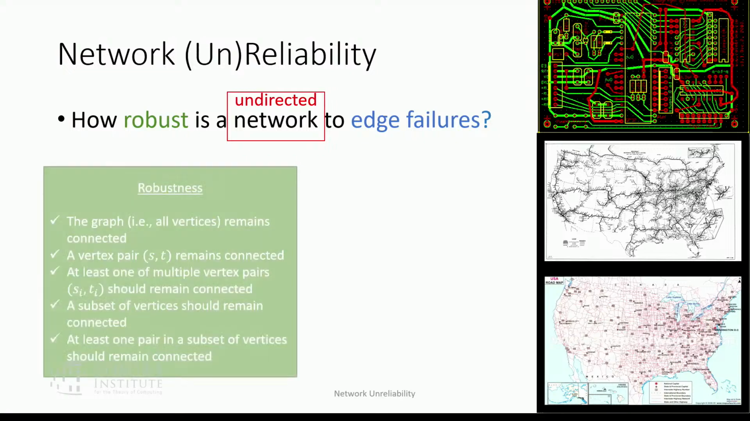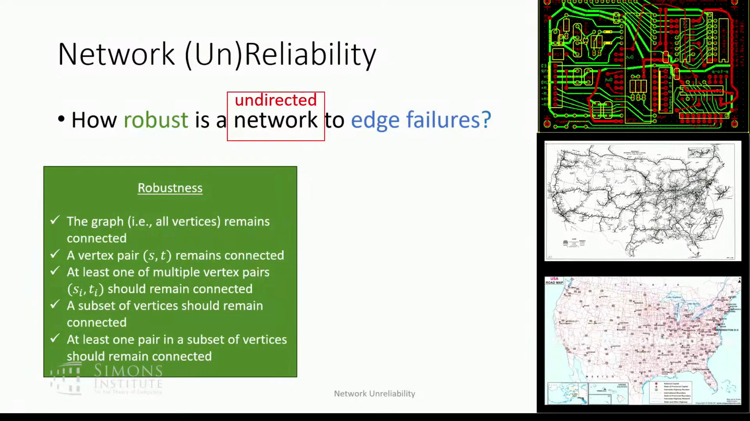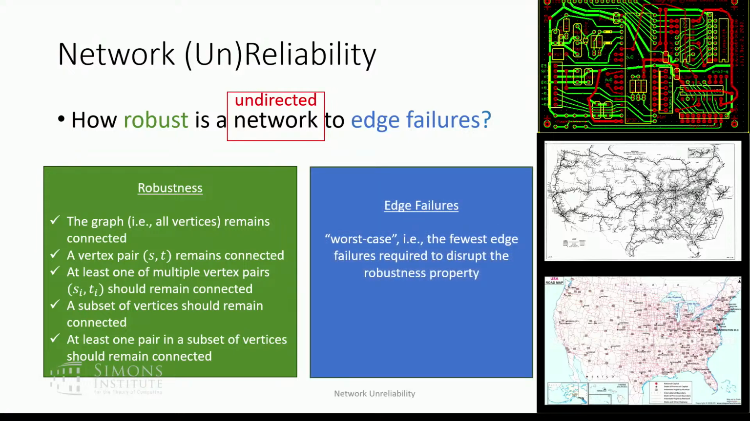Okay. So in terms of defining robustness, there's really a very broad range of problems that people study. I'm not going to go through all of this list right now, but in a couple of minutes, I'll come back to this list. So there are a lot of different connectivity properties that you might want to preserve in your network under edge failures. But what kind of edge failures are we talking about? Traditionally, we always focus on worst case failures. Okay, so we want to say what's the fewest edge failures, in a worst case sense, adversarially chosen edges, that are required to disrupt whatever connectivity or robustness property I have in my network.